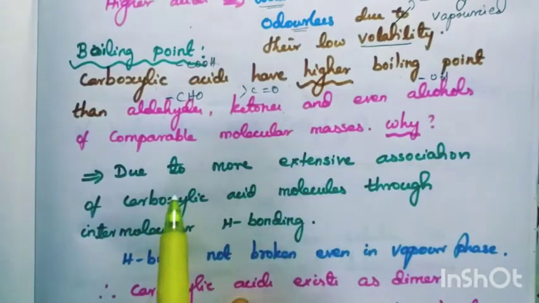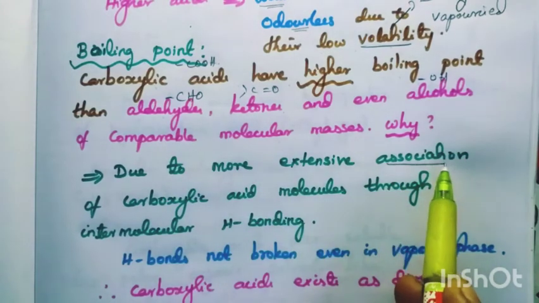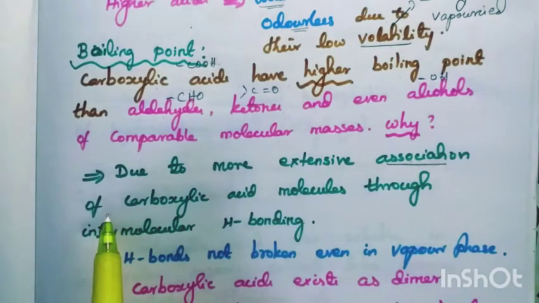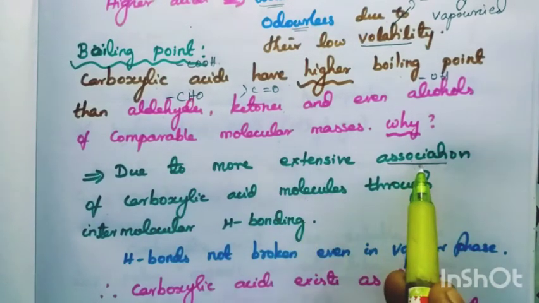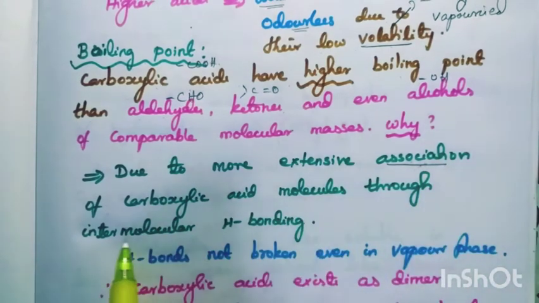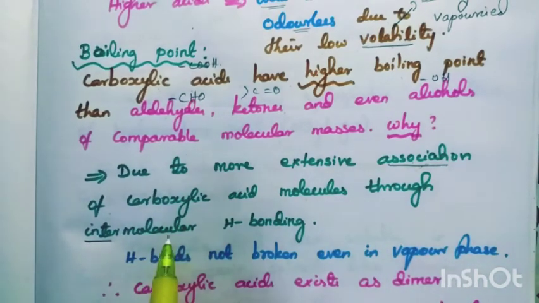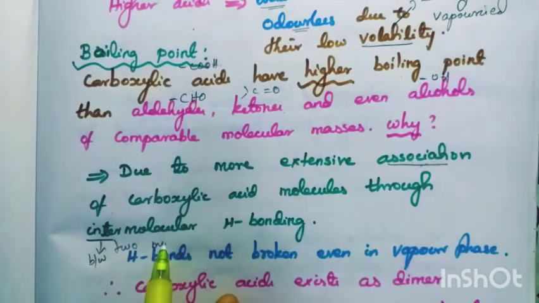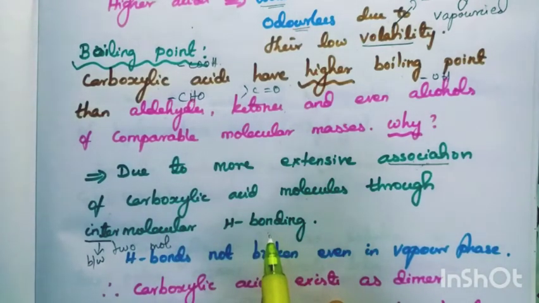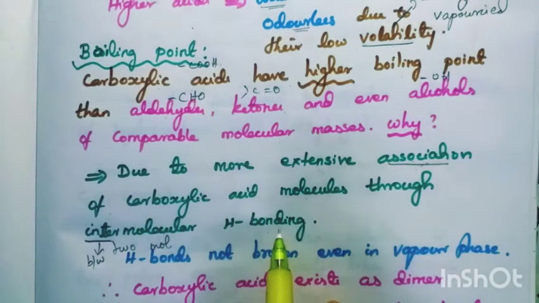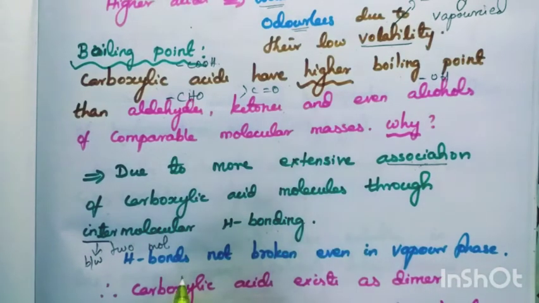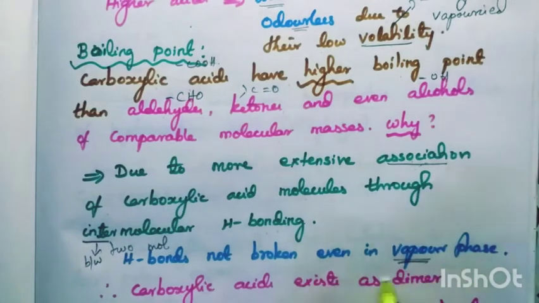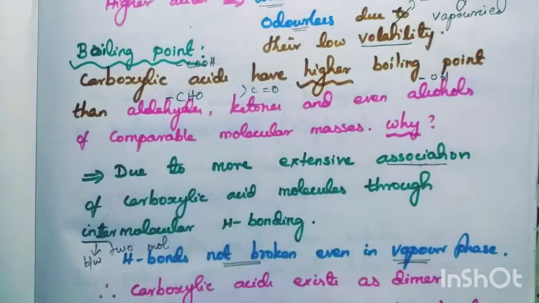Why do carboxylic acids have higher boiling points than aldehydes, ketones and alcohols of comparable masses? Due to extensive association, the carboxylic acid molecules are associated with each other. Why does this association take place? They are associated due to intermolecular hydrogen bonding. Inter means between two molecules. Even in the vapor phase, the hydrogen bonds are not easily broken.